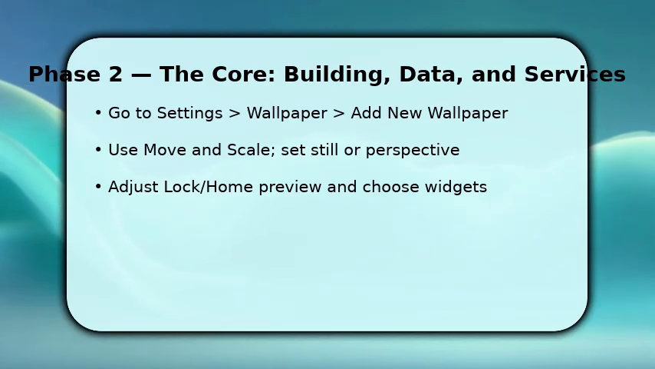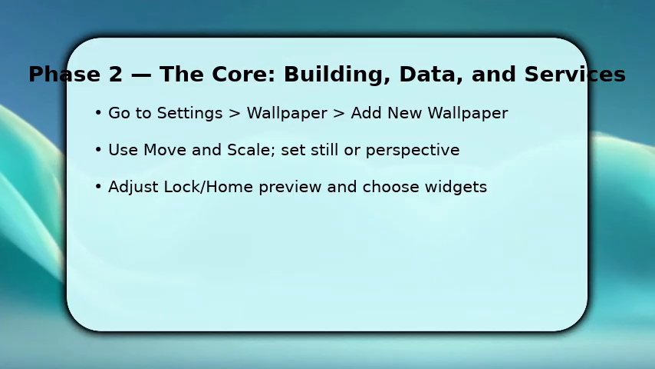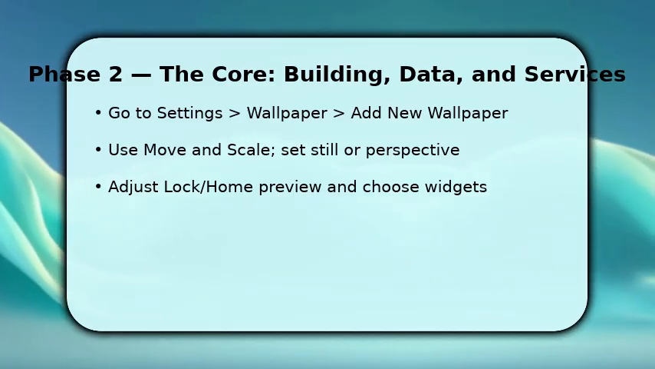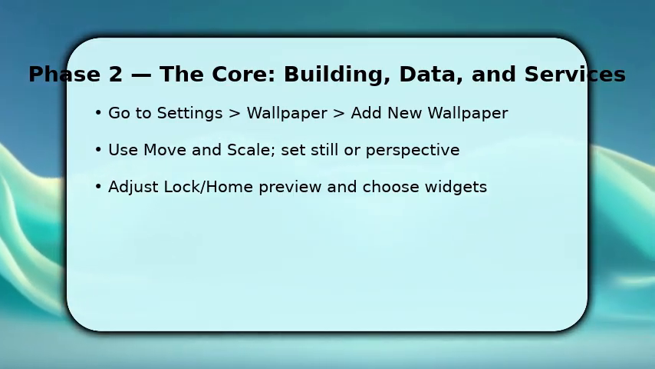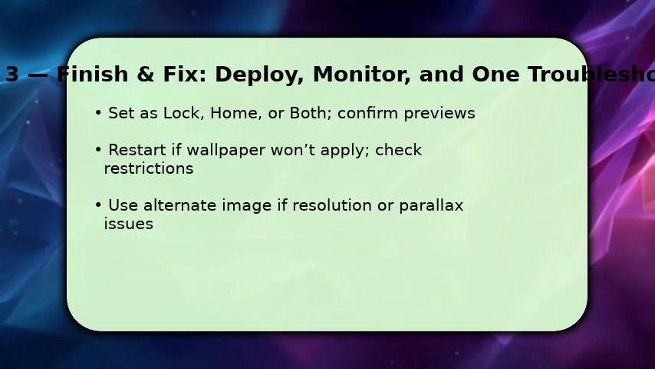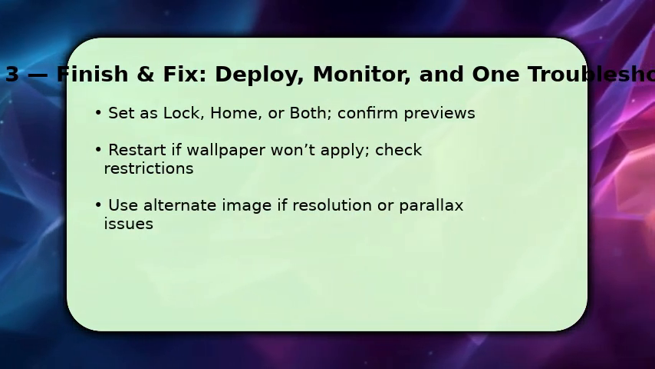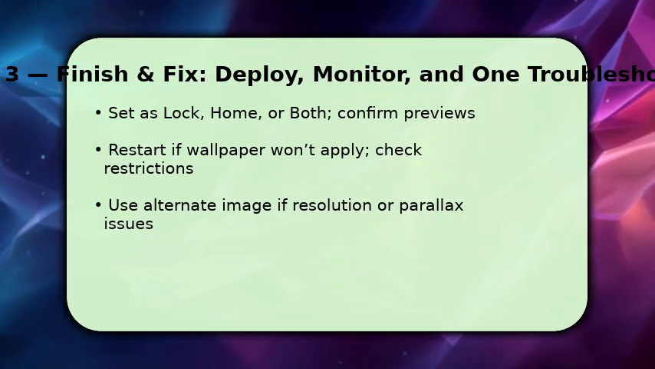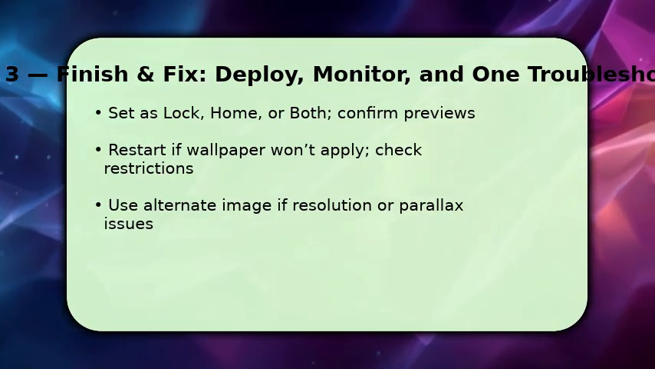Once satisfied, tap Set and select Lock Screen, Home Screen, or both. If you use widgets, check the lock screen preview to ensure legibility and contrast before finalizing. You finish by tapping Set and confirming lock screen, home screen, or both. Check each preview so time, widgets, and readability remain clear.